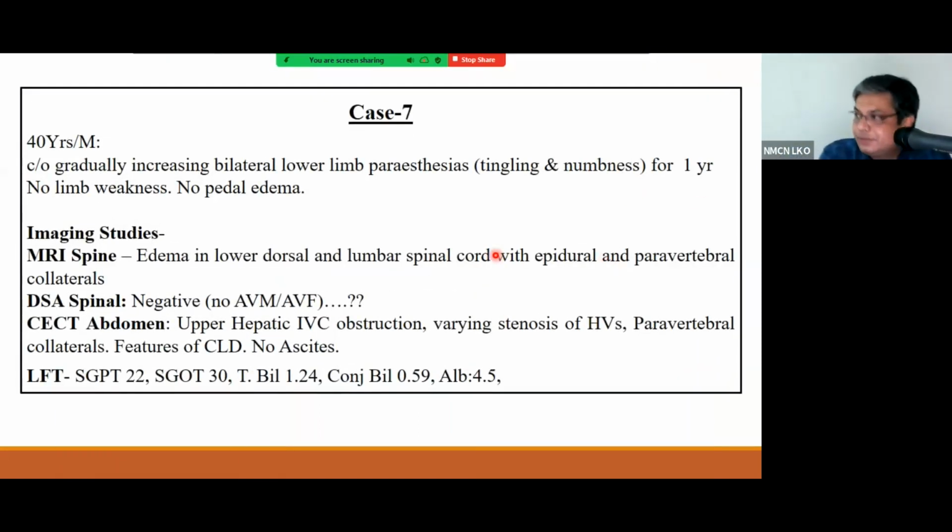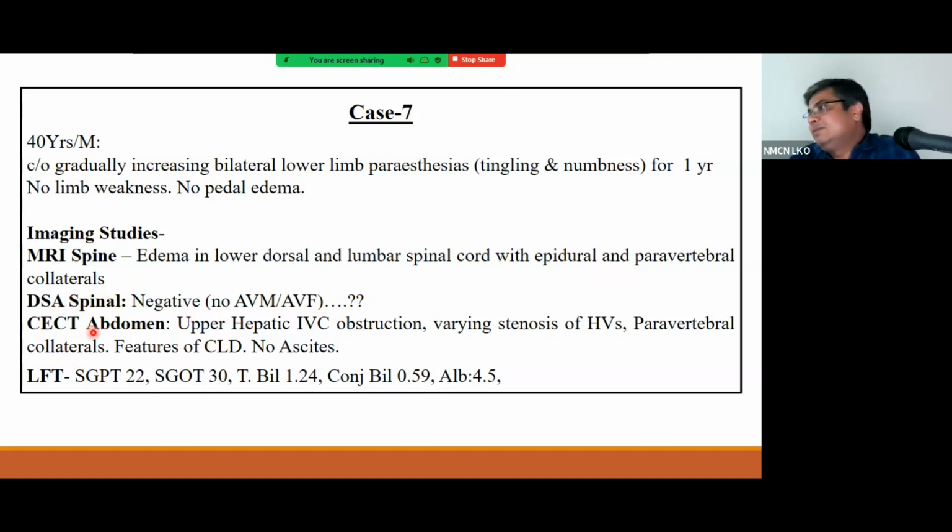Next case, this was a 48-year-old male patient, a daily wage worker from UP working in Mumbai, complaining of gradually increasing bilateral lower limb paresthesia, tingling and numbness for 1 year, with no limb weakness and no pedal edema. But these paresthesias were increasing. The patient visited many hospitals with no improvement, so he came here. MRI spine was done, and there was edema in the lower dorsal and lumbar spinal cord with epidural and paravertebral collaterals. As expected, spinal AVF or AVM was suspected, spinal DSA was done, but it was negative.